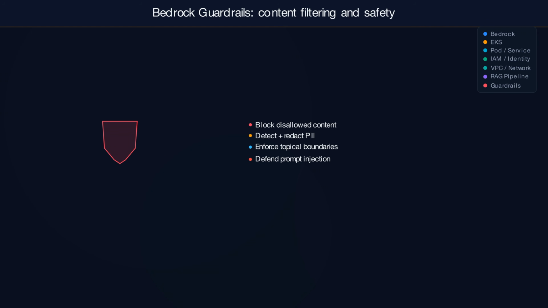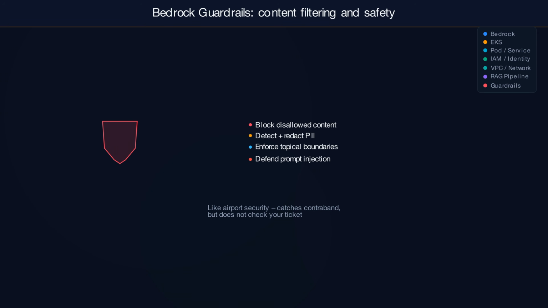Amazon Bedrock guardrails sit between your application and the model response path. They can block disallowed content, like hate speech or explicit material. They detect and redact sensitive information: PII, credentials, internal IDs. They enforce topical boundaries, preventing your customer support bot from giving medical advice. And they defend against prompt injection, where a malicious user tries to hijack the model's behavior through crafted input.